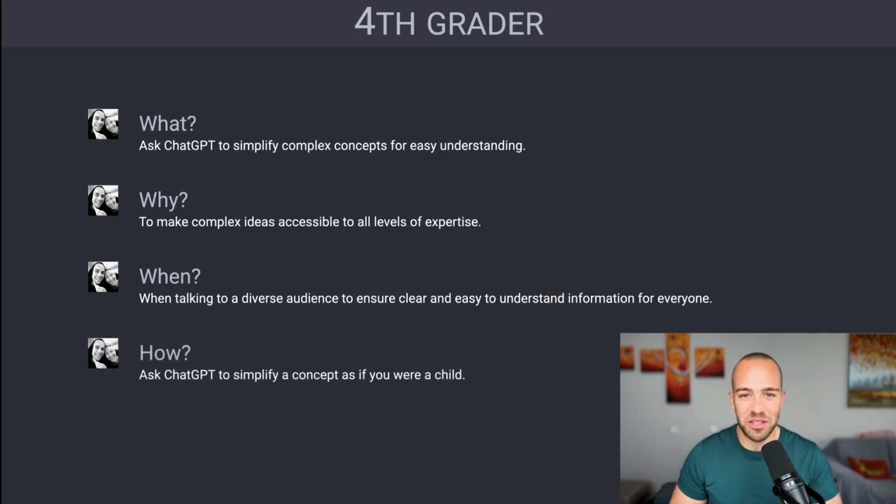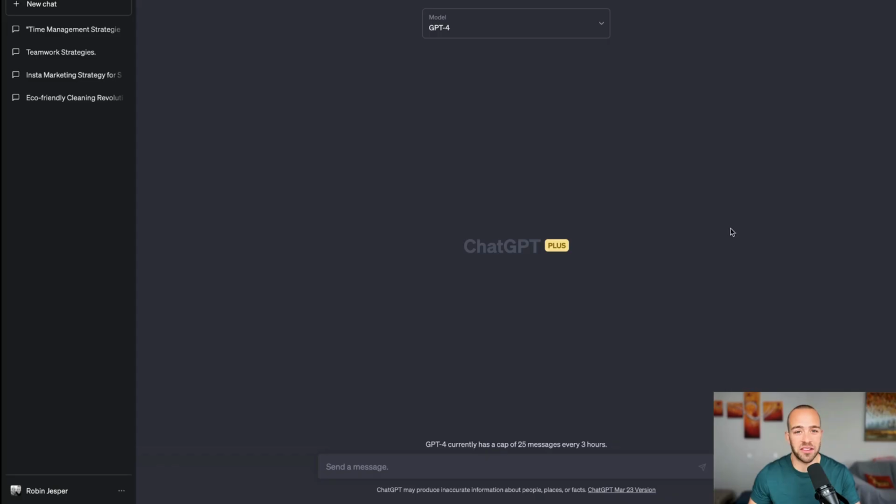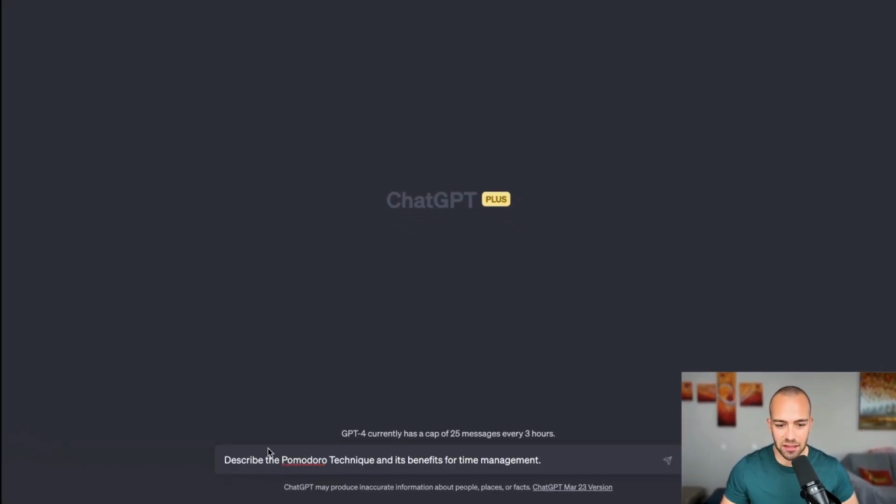Well, how are we using this technique? Well, by asking ChatGPT to simplify a concept as if you were a child. Let's dive right into ChatGPT and have a look at the fourth grader technique. All right, so here we are in ChatGPT. Now, let me just paste this in. Describe the Pomodoro technique and its benefits for time management.